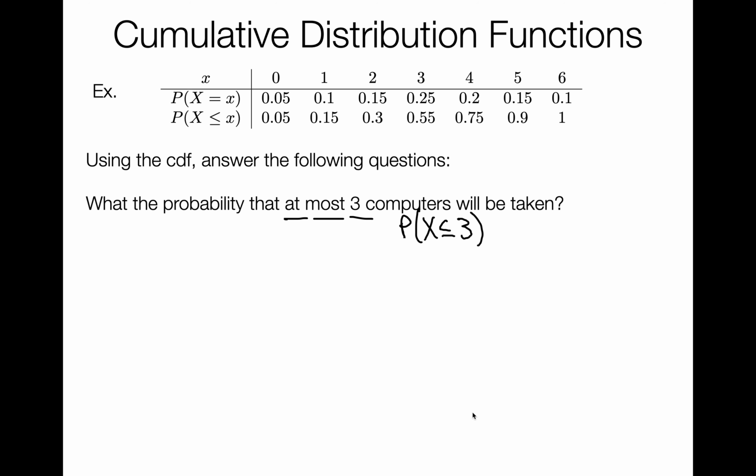Well, that fits the form exactly of a CDF. And so all that we need to do is go to 3 and then go to 3 here. Then look at the CDF value at 3, which is 0.55. And so our answer is 0.55.